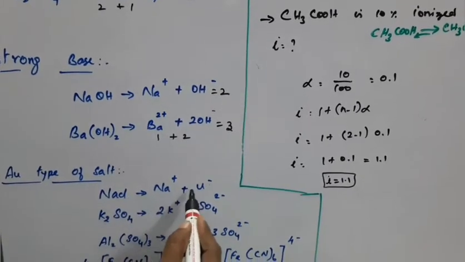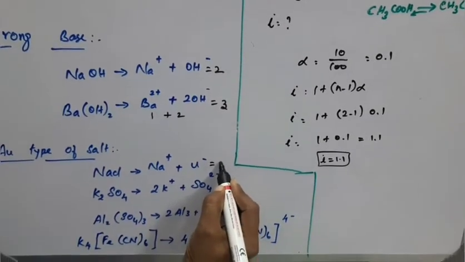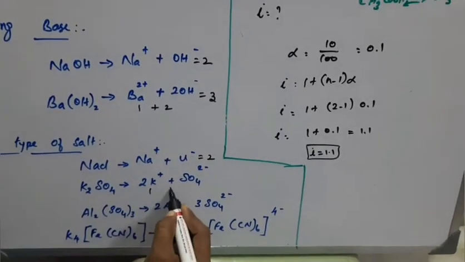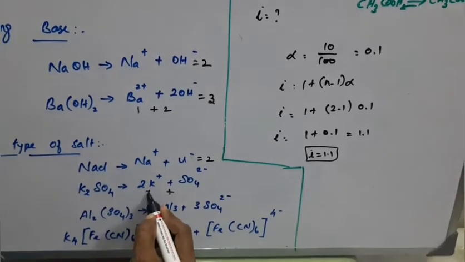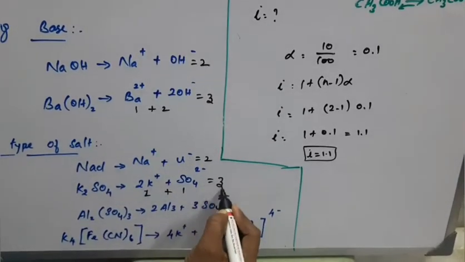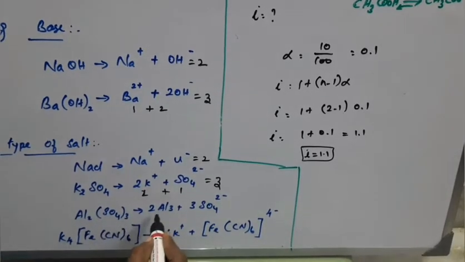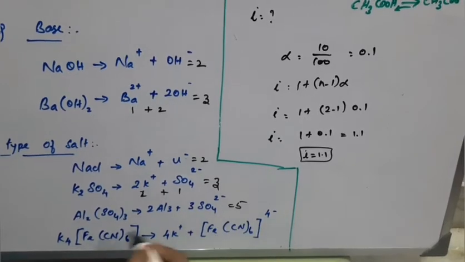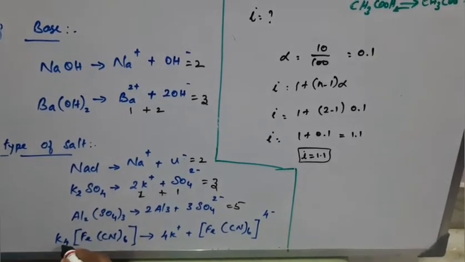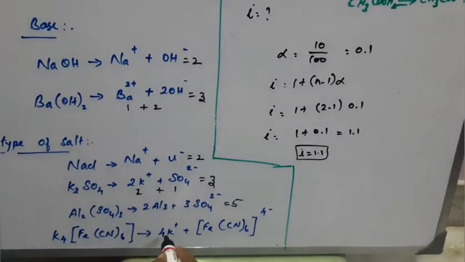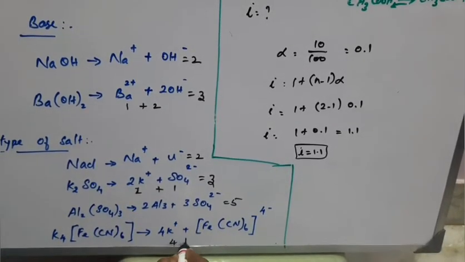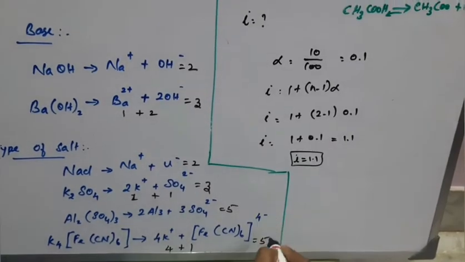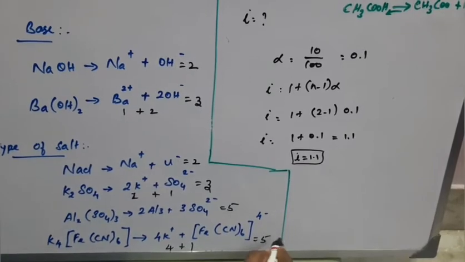Sodium chloride, Na+ and Cl minus, that is n equal to 2, i also 2. K2SO4 gives SO4 2 minus and 2K plus, 2 plus 1 equal to 3. Okay, so Al2(SO4)3, 2 plus 3 equal to 5, n equal to 5, the Van 't Hoff factor also 5. Here the complex like K4[Fe(CN)6], that is 4K plus and 1 complex ion, equal to 5. Okay, 5 means the n value is 5 and the Van 't Hoff factor also 5.